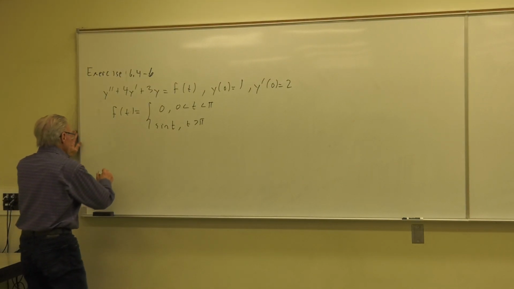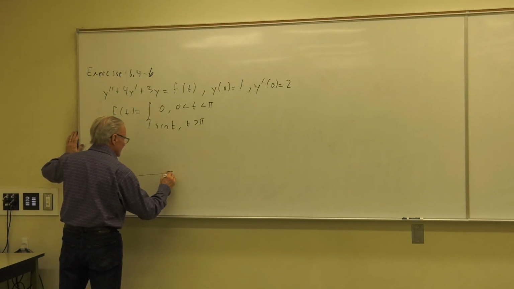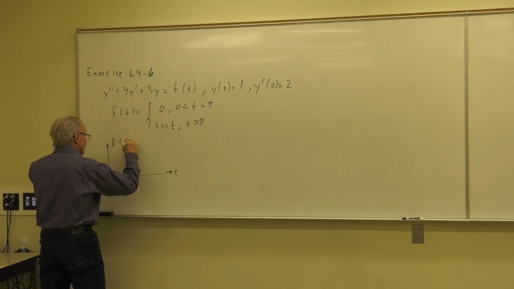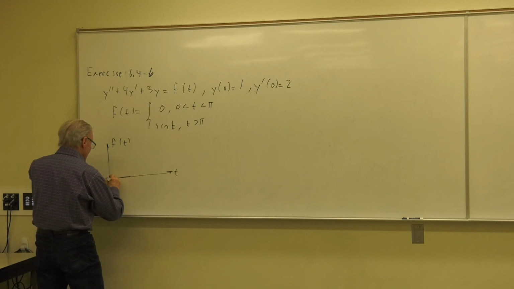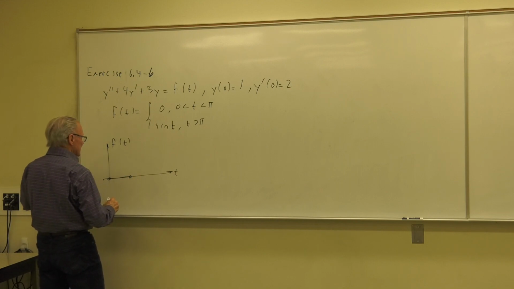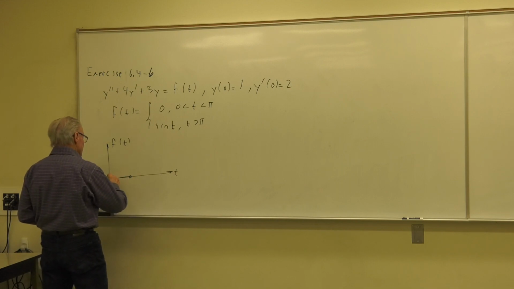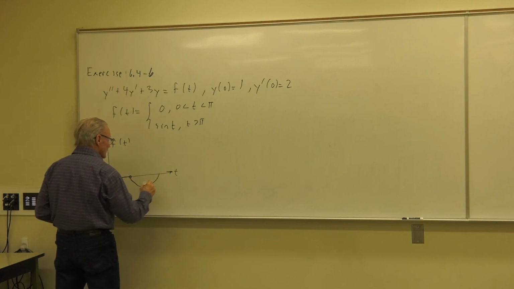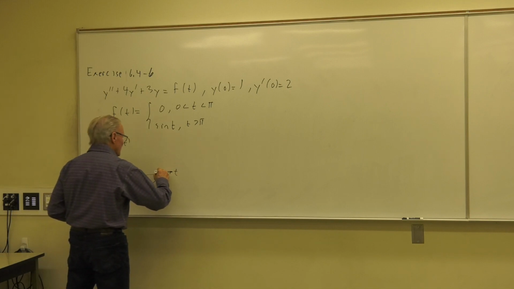If I draw that non-homogeneity, it is 0 up to pi, and then it is sine t thereafter. So sine t goes like this up to pi, and then it goes like this. Right? And on and on and on.